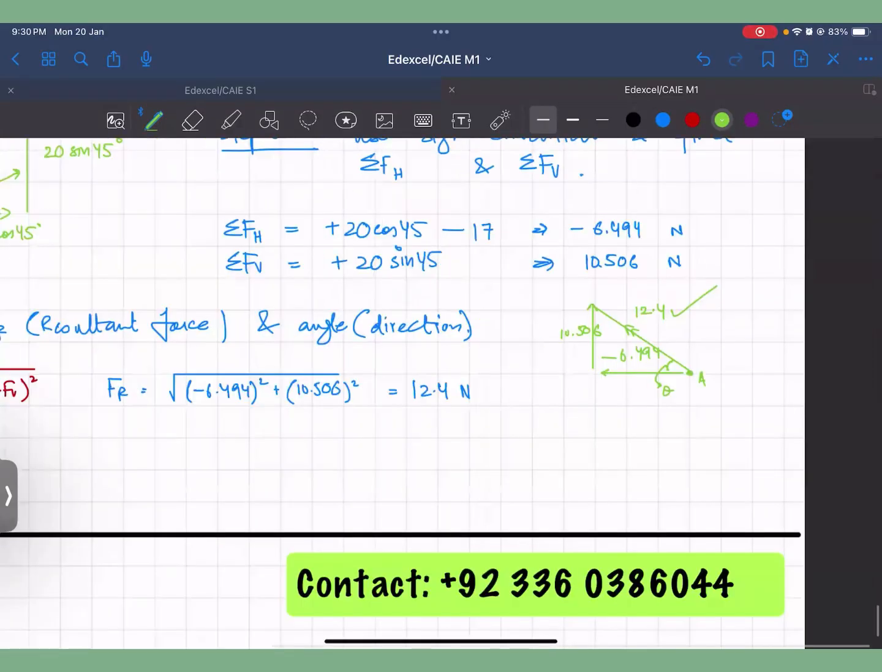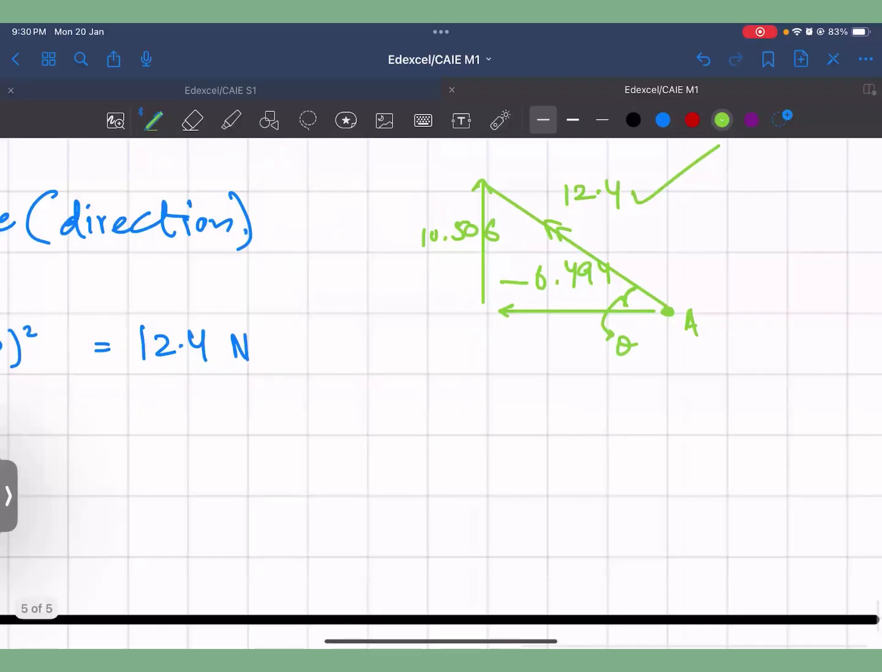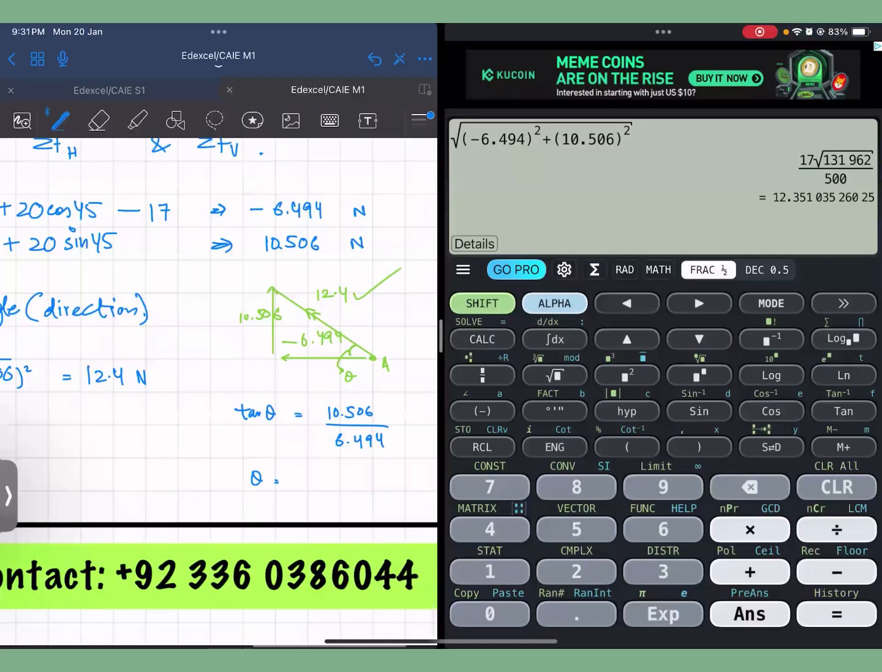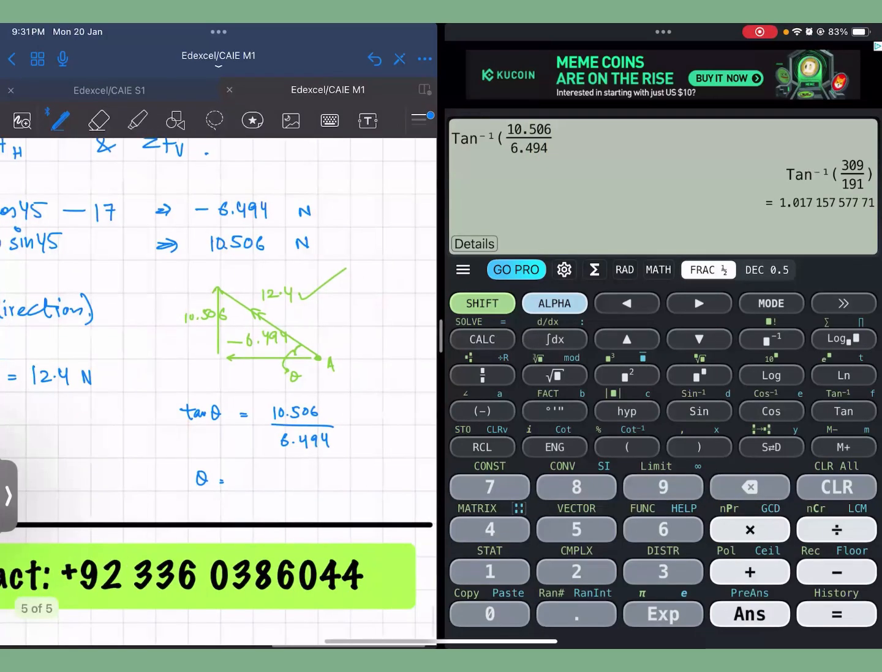Find the theta. You can use SOHCAHTOA, tan theta. For this angle theta, tan theta equals opposite divided by base. Opposite is the height, which is 10.506, divided by base, which is 6.494. So you find your theta using your calculator, tan inverse of 10.506 over 6.494. In degree mode you get 58.3.